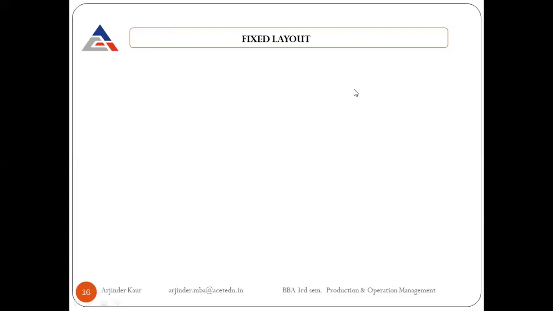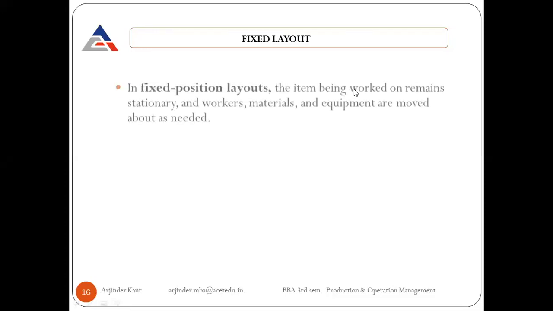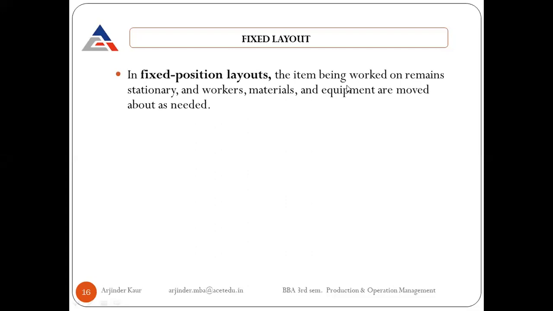The next type of layout is called fixed position layout. In this type of layout, the item being worked on remains stationary, and workers, materials, and equipment are moved about as needed. In the first two types, the product layout and process layout, I just told you that material has to be moved from one stage to another. But it is the opposite here in fixed position layout, because the product being manufactured will remain stationary, but the different parts and the different workers will move to that particular place.